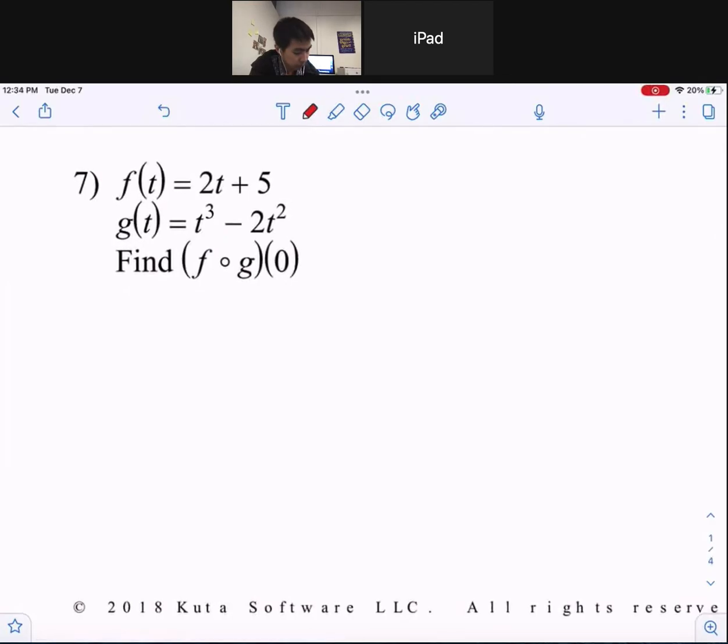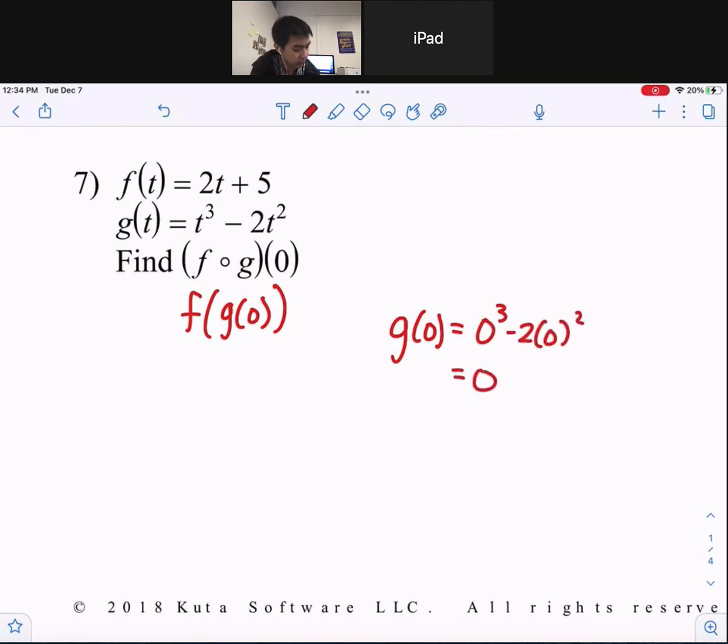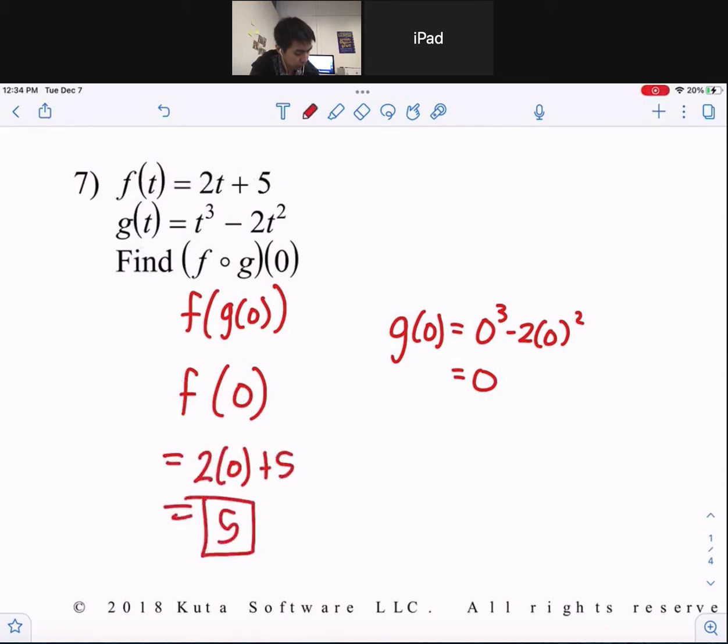Here, rewrite this: f of g of 0. So let's find g of 0 first. Plugging in 0 into this, you're going to get 0 to the third minus 2 times 0 squared, which is all 0. So we know g of 0 is 0. Now let's plug in 0 into the f function: 2 times 0 plus 5, which is just 5.